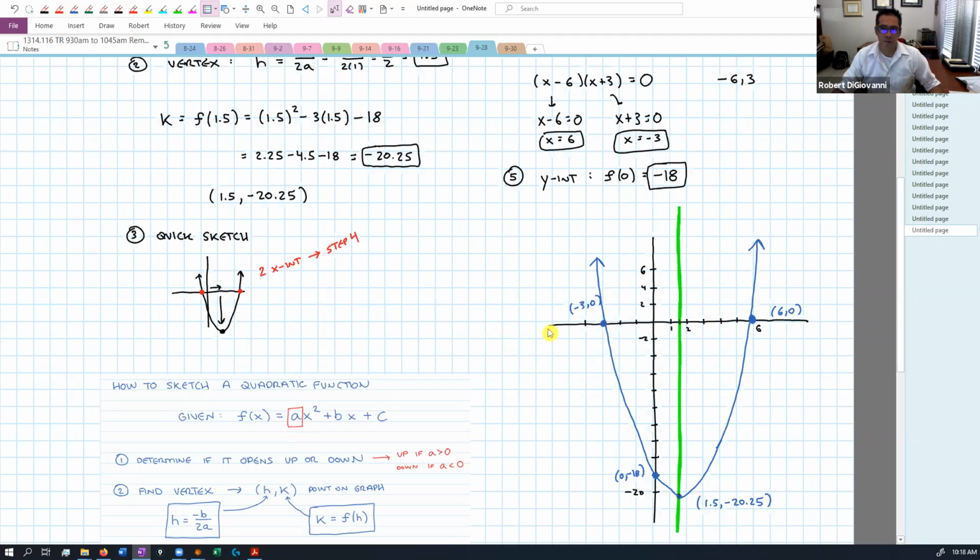Remember when I was talking about parabolas, like throwing a ball through the air, right? A ball doesn't go up and back down like that. That's not the way it works, right? It goes up, curves through and down. So make sure your drawing looks like a parabola.